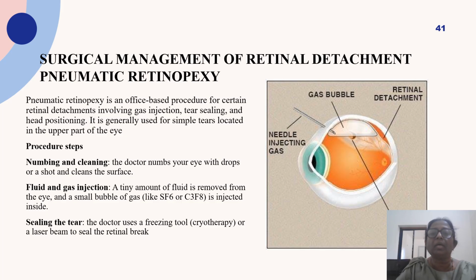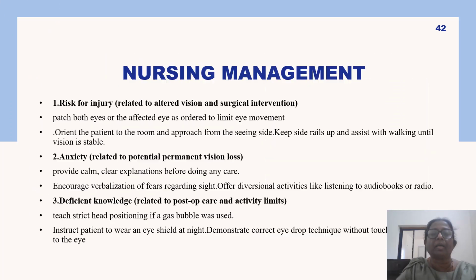Then this is the retinal detachment surgery for pneumatic retinopexy. It's an office-based procedure for certain retinal detachments involving gas injection, tear sealing, and head positioning. It is generally used for simple tears located in the upper part of the eye. First, local anesthesia is given, then fluid and gas injection: a tiny amount of fluid is removed from the eye, and a small bubble of gas is injected. Sealing the tear: the doctor uses a freezing tool (cryotherapy) or a laser beam to seal the retinal break.